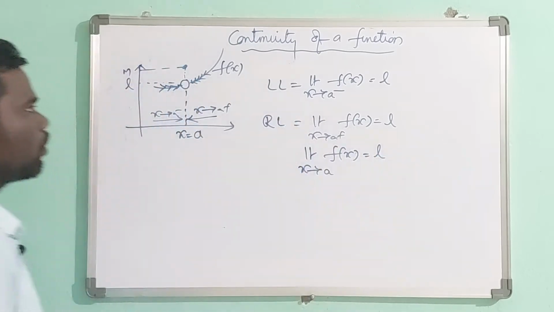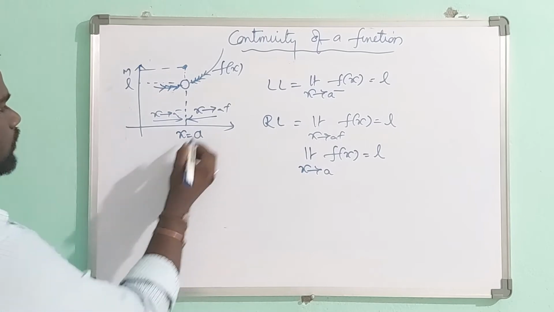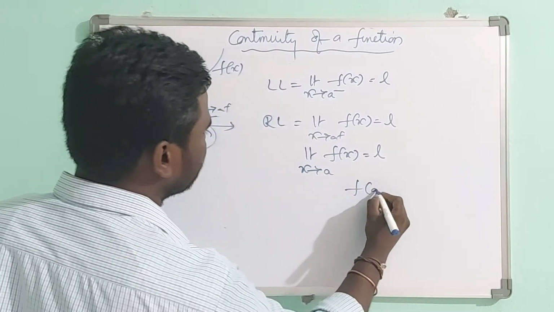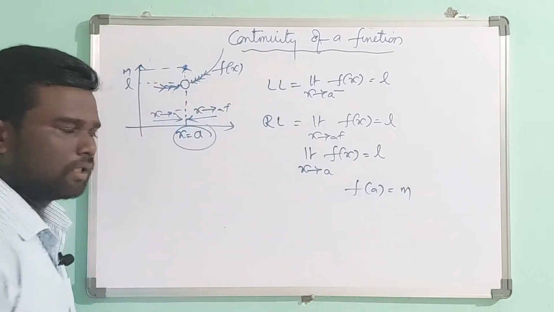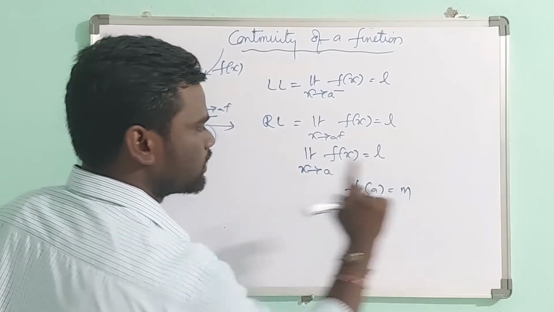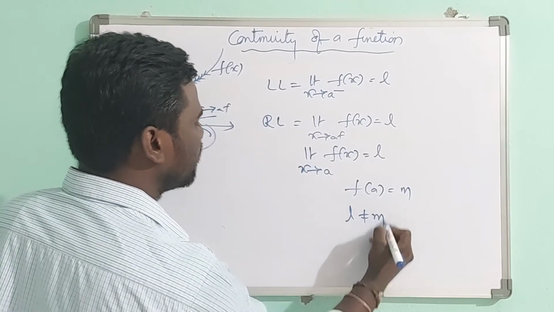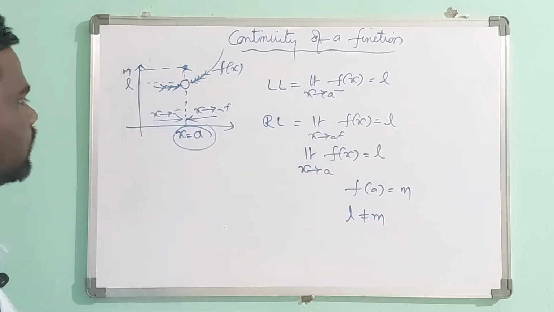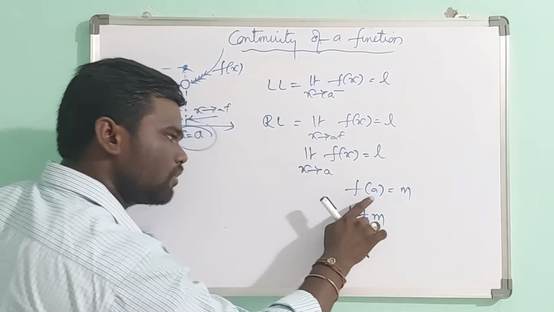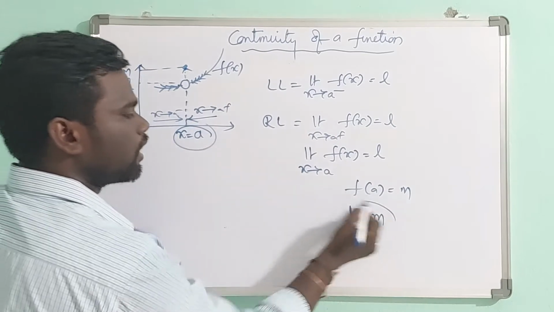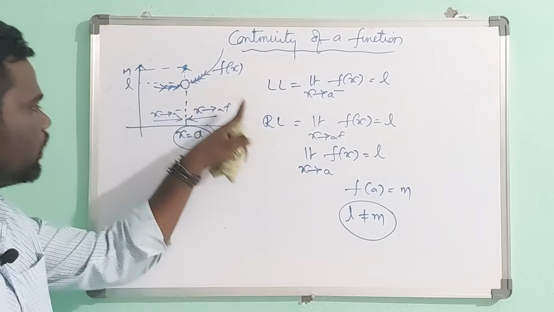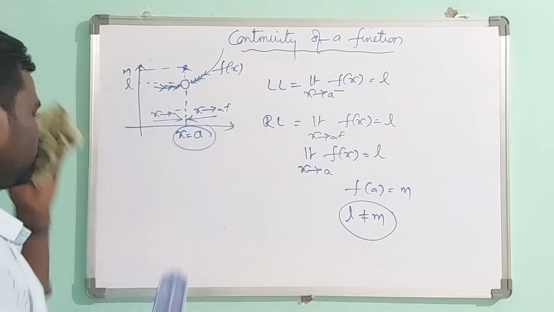Now coming to the functional value at x equal to a, the function has a different value, that is M. So f of a equal to M. What is the limit value? L. What is the value of the function? M. So clearly L is not equal to M. So in this case the limit exists and the value of the function is defined, but both are not equal. That's why this function is discontinuous at x equal to a.